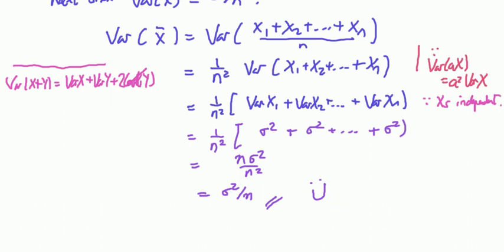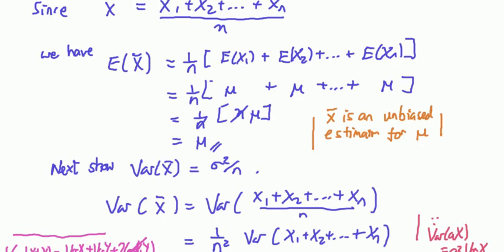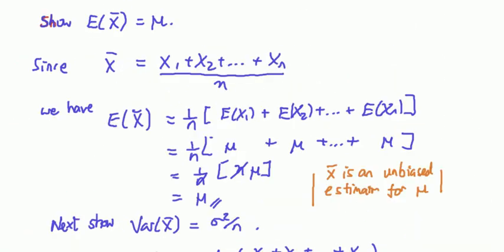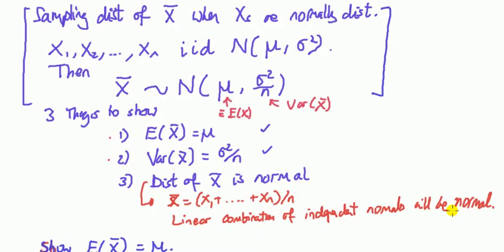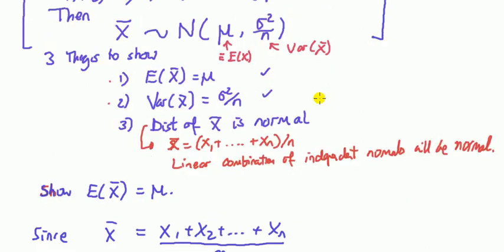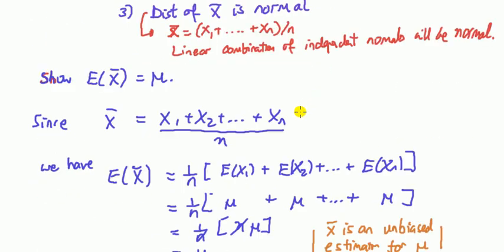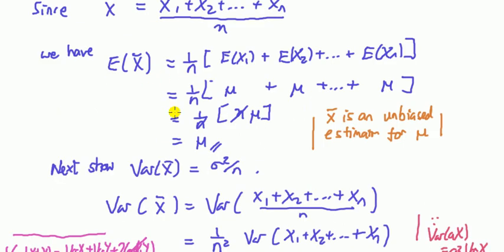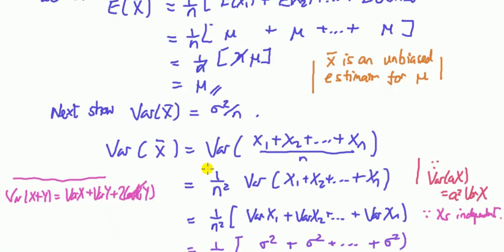Now let's look back over our results. The sampling distribution of a sample mean when the x's are normally distributed is this. Let's try to understand our proof a bit more in detail. For the expected value of x bar or the variance of x bar, have I anywhere in that proof used the fact that the x's are normally distributed? In other words, do the x's have to be normally distributed for this to hold and for this to hold?